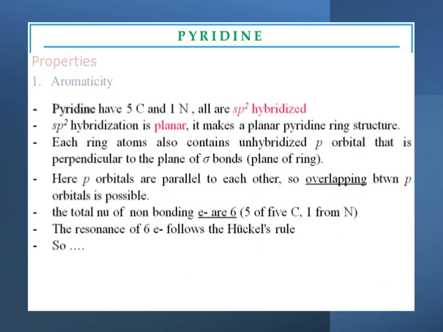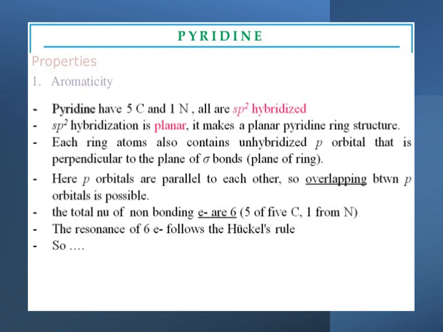Now let's go for the properties. As we know that there are 5 carbons, 1 nitrogen, and all are sp2 hybridized, and sp2 hybridized are planar. It makes a planar pyridine structure. Each ring atom contains an unhybridized p orbital which is perpendicular to the plane of sigma bonds. The p orbitals are parallel to each other, and they are next to each other. So overlapping between p orbitals is possible, similar to that of your benzene.